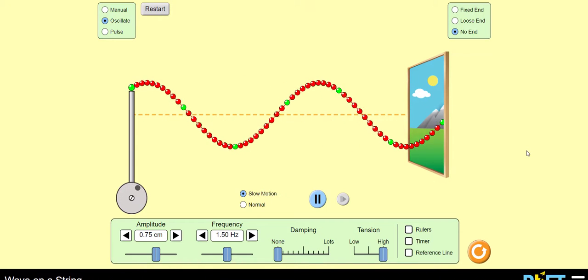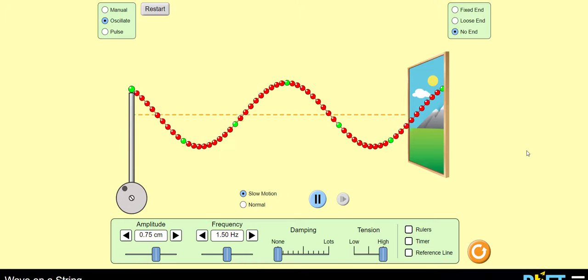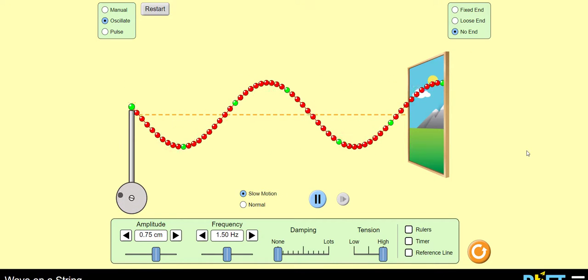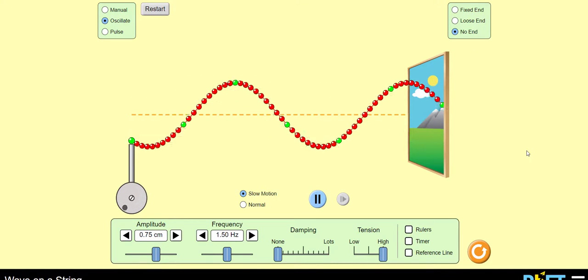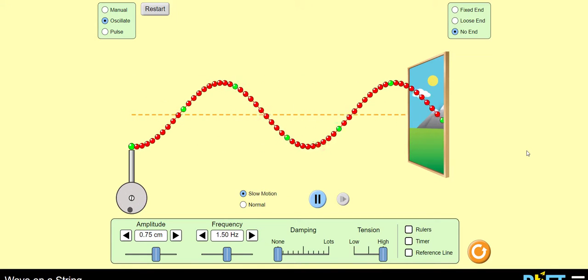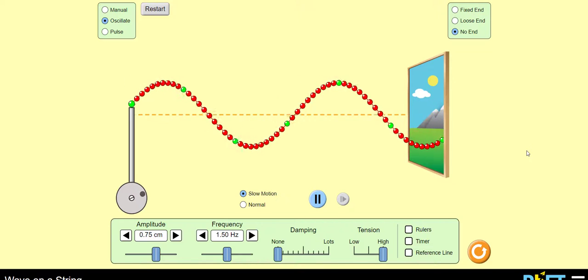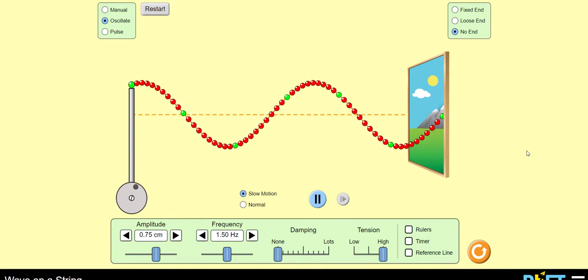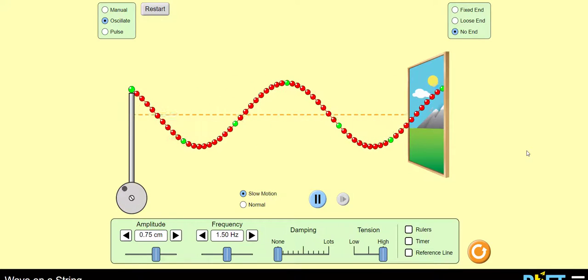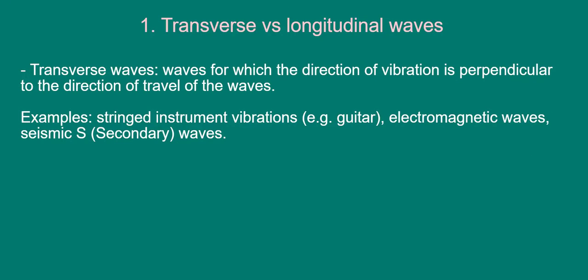Here, we see a wave on a string moving to the right. But notice how the green and red particles, which make up the string, are vibrating vertically up and down at 90 degrees to the direction that the wave is moving in. This is thus an example of a transverse wave. So we've just noted the definition of a transverse wave and also listed some common examples.